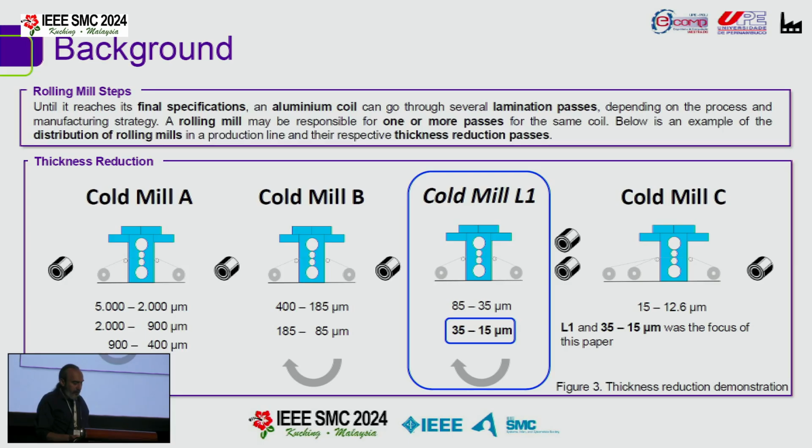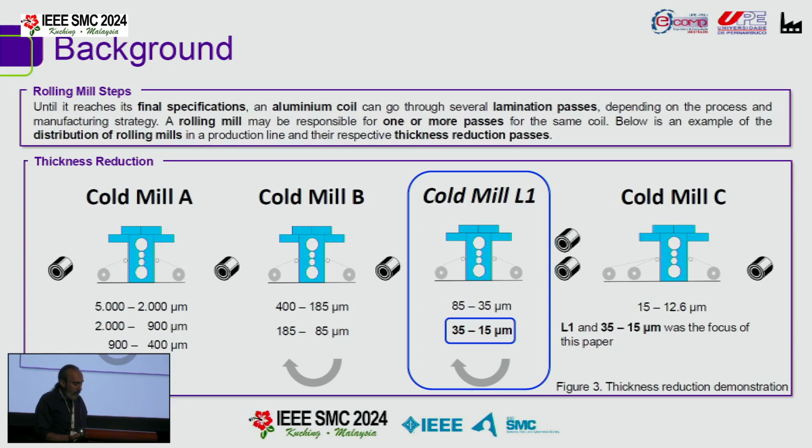Until it reaches its final specification, an aluminum coil can go through several lamination paths depending on the process and manufacturing strategy. A rolling mill may be responsible for one or more paths for the same coil. Below is an example of the distribution of rolling mills in a production line and their respective thickness reduction paths. Here we have an example of distribution for cold rolling aluminum process, and we named the cold mills A, B, and C, and cold mill L1. That is the focus of this research.